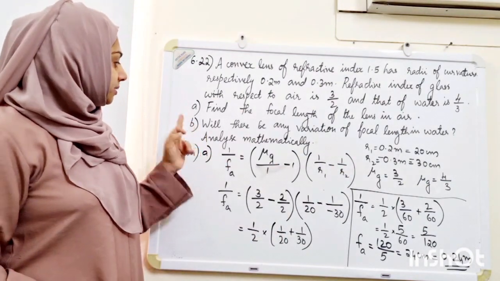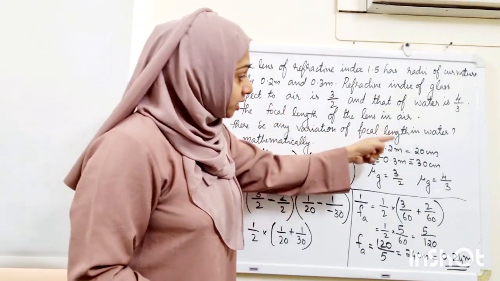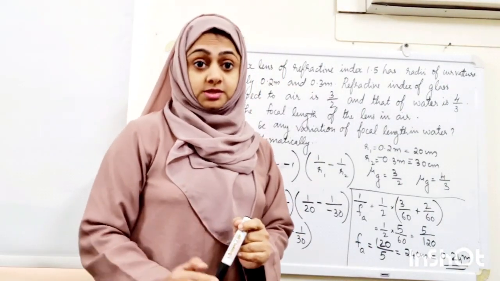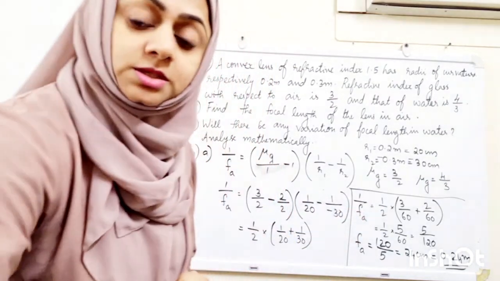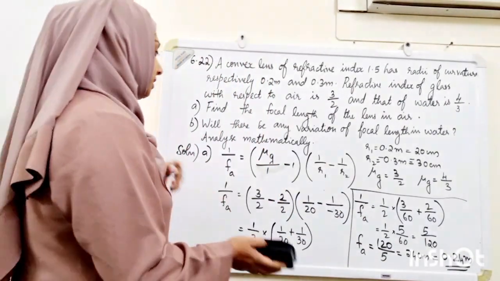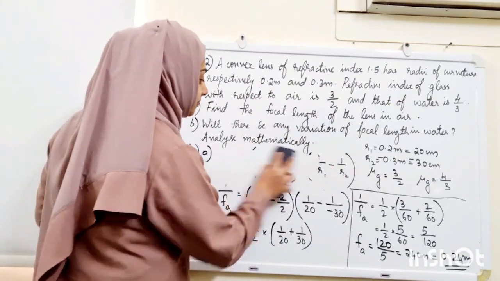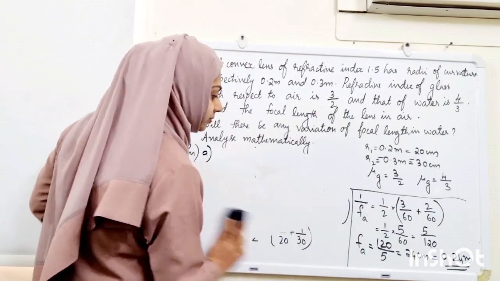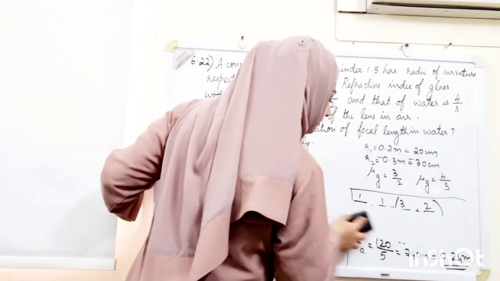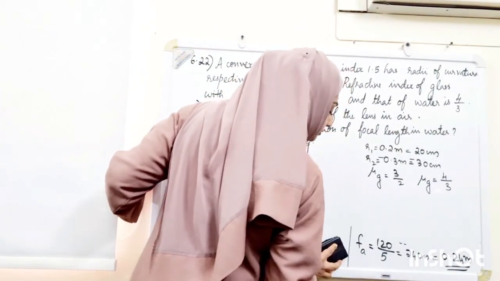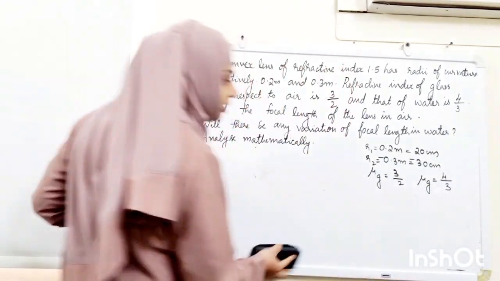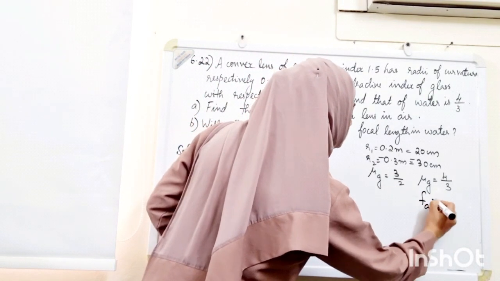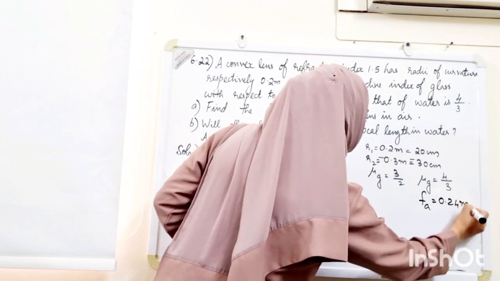Let us solve the B part. Will there be any variation of focal length in water? Analyze mathematically. So we know that the focal length of lens in air is 0.24 meters. Now let us find what will be the focal length of this lens when it is kept in water. So I write all this part, the data which is given will not be removed now, because we will use that for solving the B part as well. And just note it down somewhere. I'll note it here that the focal length of the lens in air was equal to 0.24 meter.